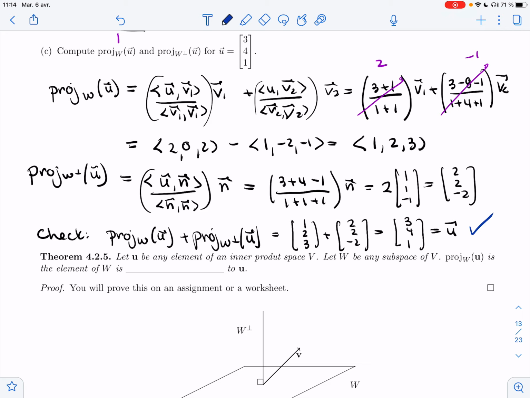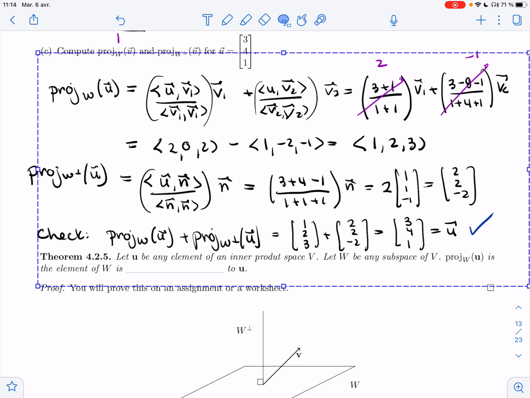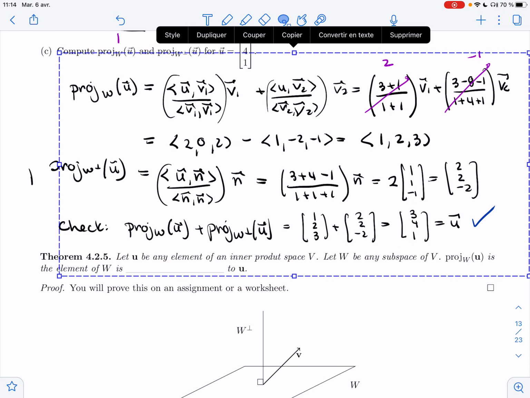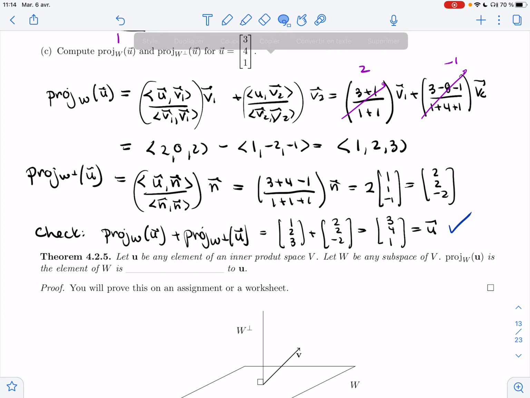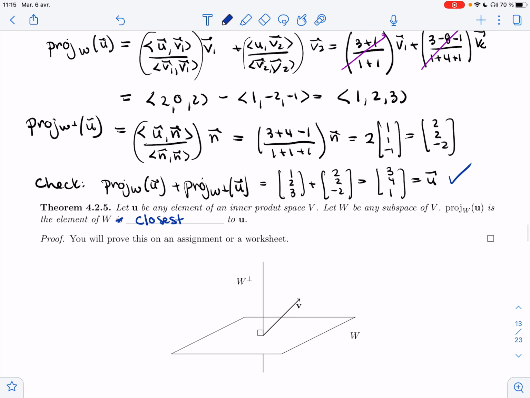All right, so one thing, let me shrink this a tiny bit just to make sure what I write next is clear. Theorem 4.2.5: let u be any element of an inner product space V, let W be any subspace of V. The projection of u onto W is the element of W closest to u. So this shouldn't be here. We'll prove this on an assignment or a worksheet.